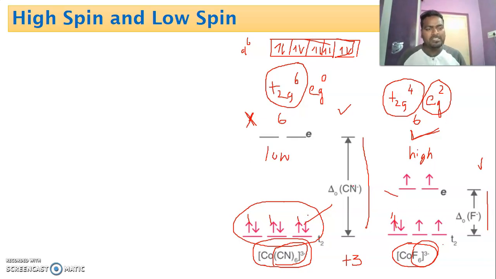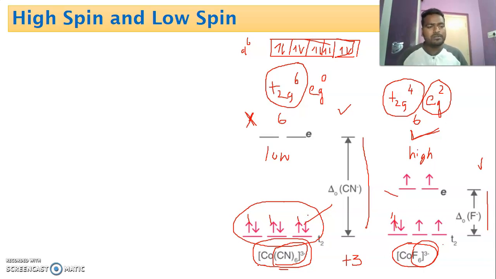And one thing we must understand here. Why is cyanide a strong ligand? Why is fluorine a weak ligand? We have to understand this. As I said, the crystal field stabilization energy and the number of unpaired electrons depend on the nature of this ligand. Here, even though the central metal ion is the same on either side, the crystal field stabilization energy and the number of unpaired electrons depend on the nature of the ligand. The ligand decides whether it is high spin or low spin. The ligand decides the crystal field stabilization energy.